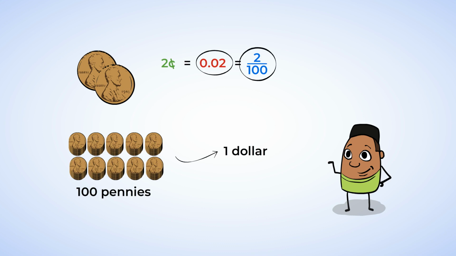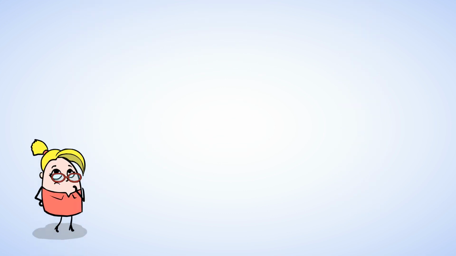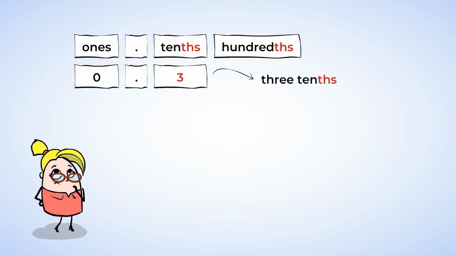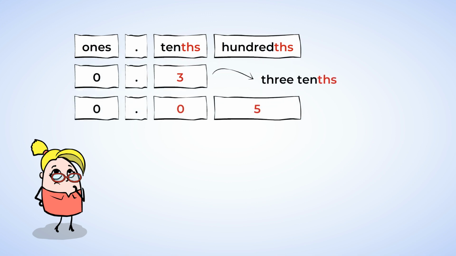Now, when we look at the place value of decimals, this all makes sense. You're already familiar with the place values on the left of the decimal, the ones place, tens place, hundreds, and so on. The first place value to the right of the decimal point is the tenths place. And the next place is the hundredths place, and so on. So 0.3 has a 3 in the tenths place and is read as 3 tenths. 0.05 has a 5 in the hundredths place, and so it's read as 5 hundredths.